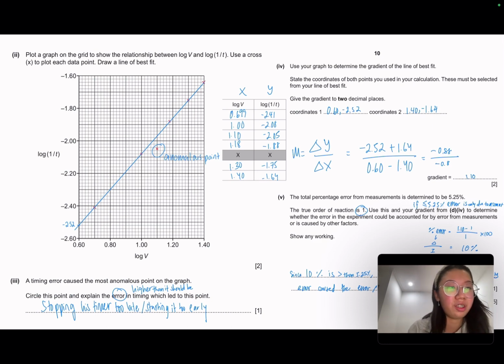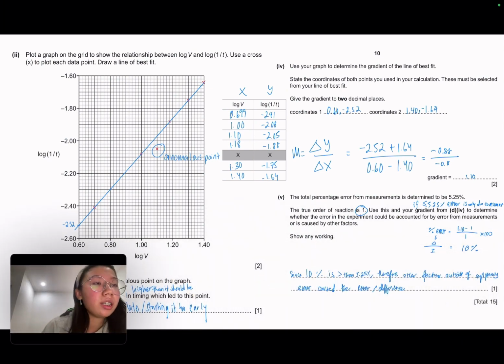Alright, so again, we're no stranger to the formula for gradient, right? Change in y over change in x. I basically use the very top point and the very bottom point, like negative 2.52 and negative 1.64. So I covered basically the entire area, but you don't have to do that. As long as you cover at least 50% of the area, then it's fine. Overall, the gradient value I got is 1.1. I'm rounding it off to 2 decimal places because they asked for it, so 1.10.